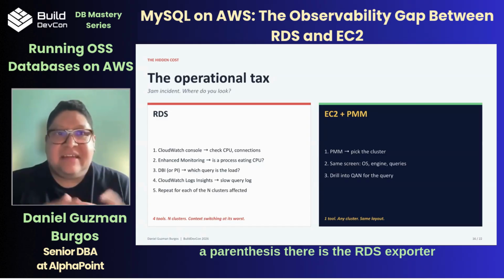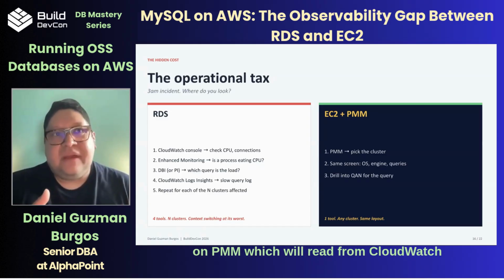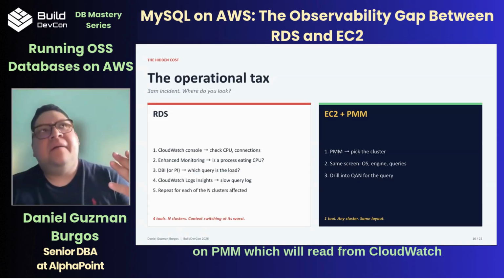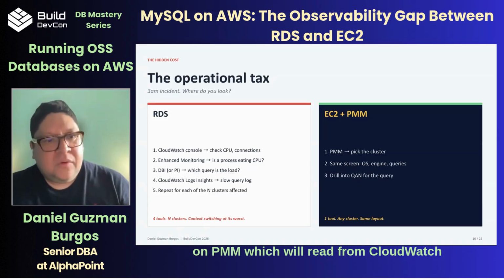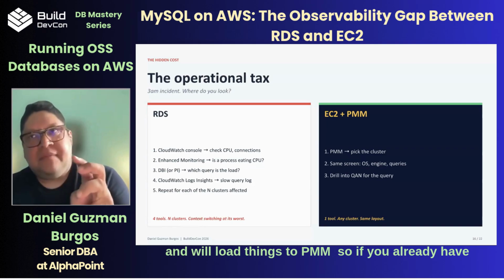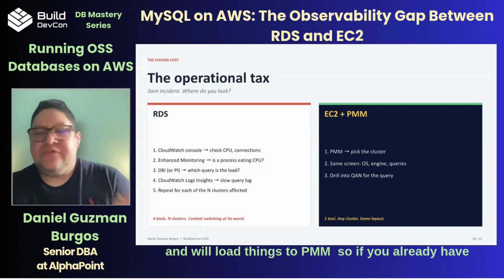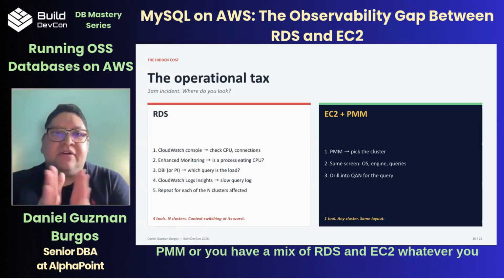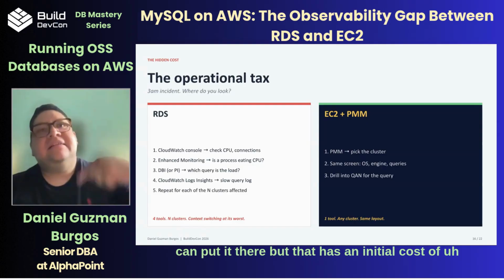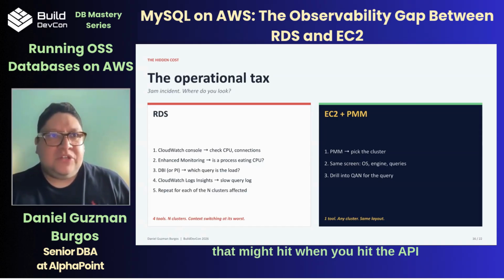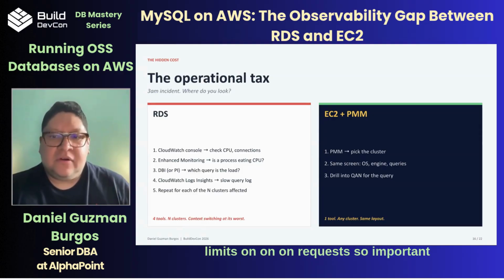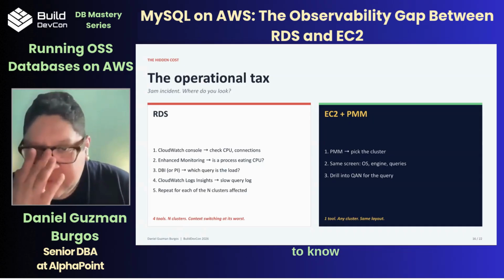A parenthesis: there's the RDS exporter on PMM, which will read from CloudWatch and load things into PMM. So if you already have PMM or you have a mix of RDS and EC2, you can put it there. But that has an additional cost that might hit when you reach the API limits on requests. So important to know.